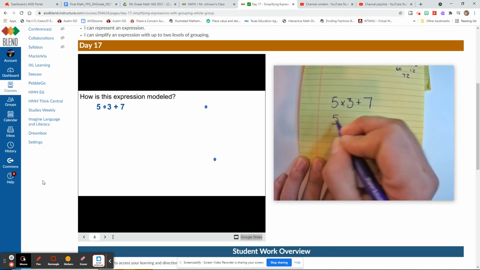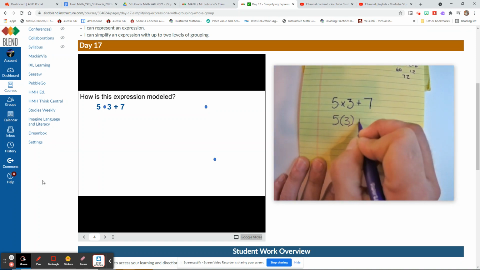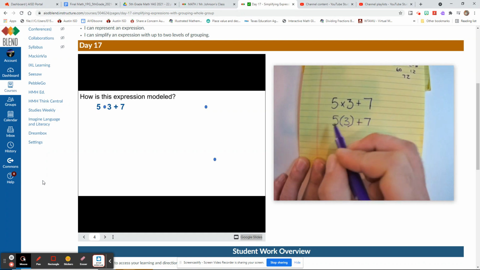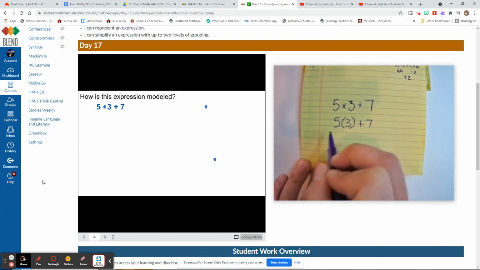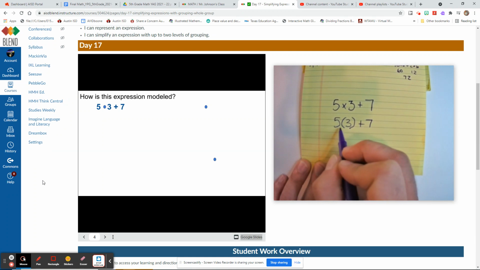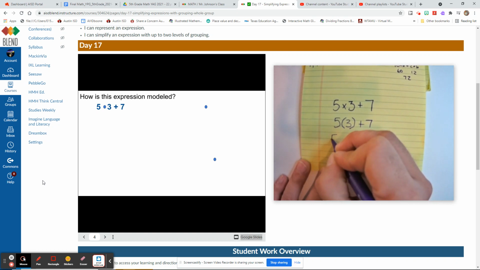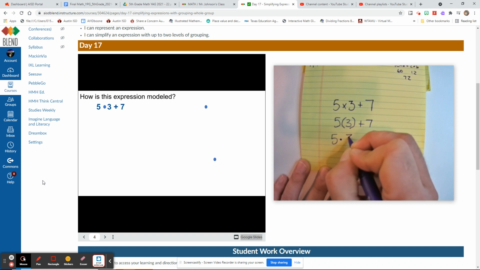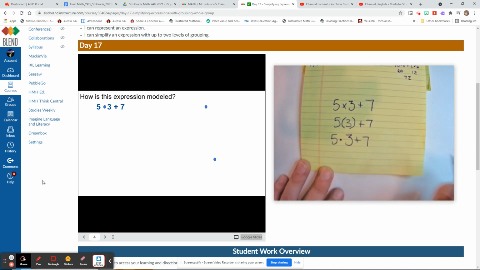They could have also done 5 times 3 plus 7. All right, if you see the numbers next to each other with no sign, but you have one number outside of parentheses, one number inside parentheses, this means the same thing, 5 times 3. So all of these are ways of looking at the same problem. All of these say 5 times 3 plus 7.